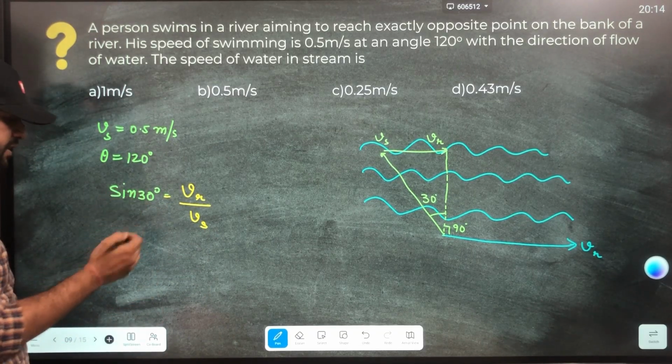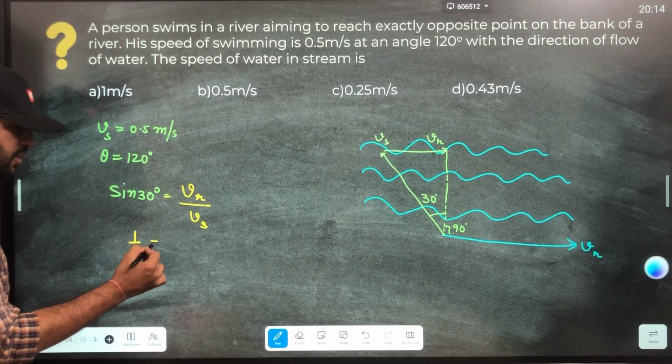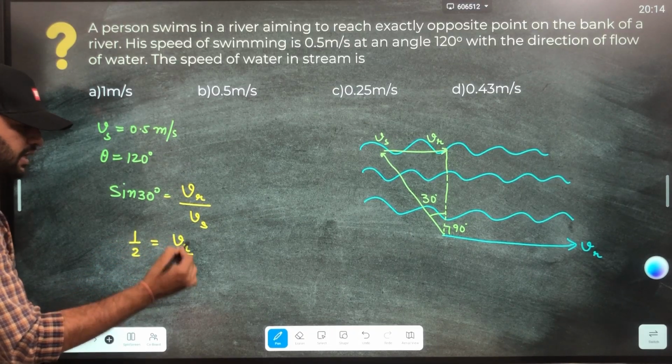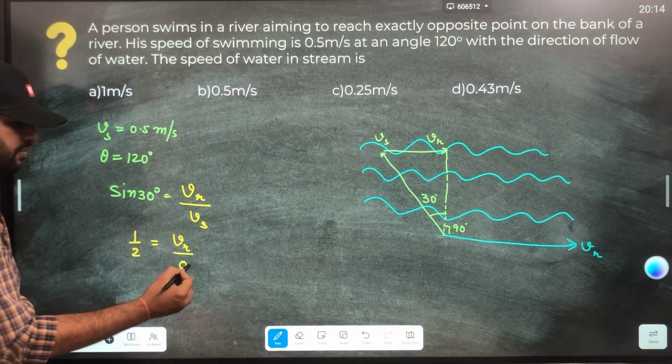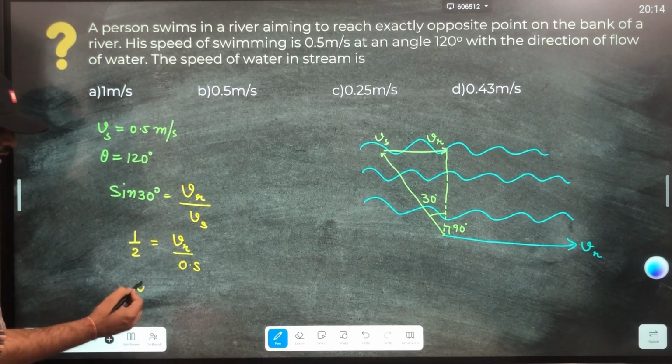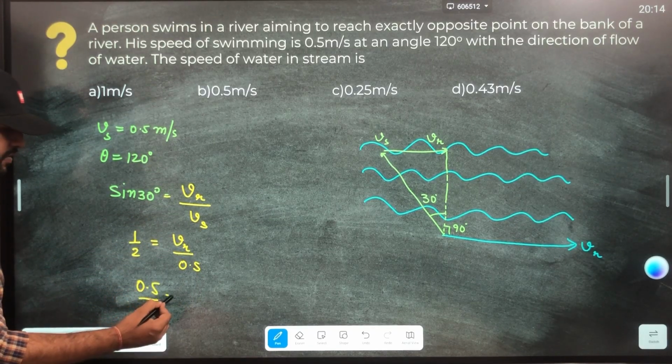So how much is sine 30? Sine 30 is half. Velocity of river, we don't know. We are looking for that. And what is Vs? Vs is 0.5. Let's take the 0.5 that side. It will be 0.5 by 2. That's our velocity of river.